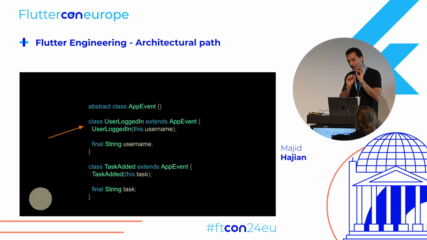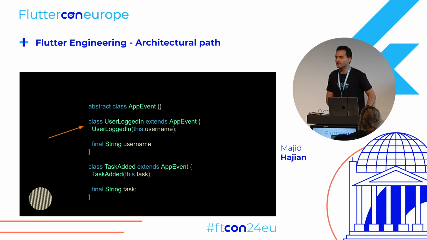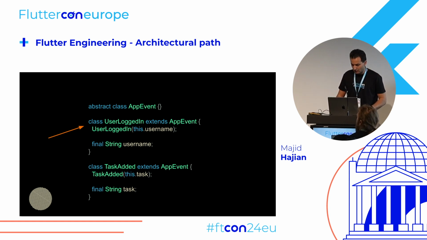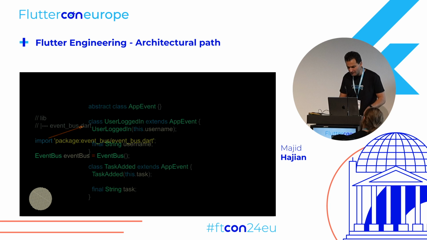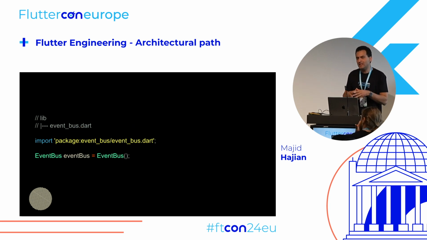So let's take one example here. Let's imagine now we're going to have a user login event. I'm going to log into my application. So this is a type of event that I'm going to create in the sense of a class. Okay, so you need a broker here.